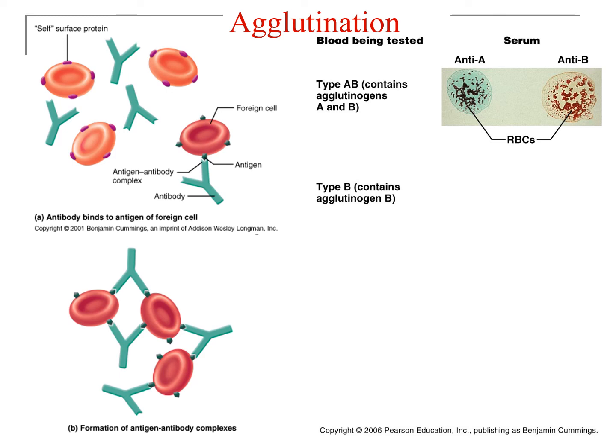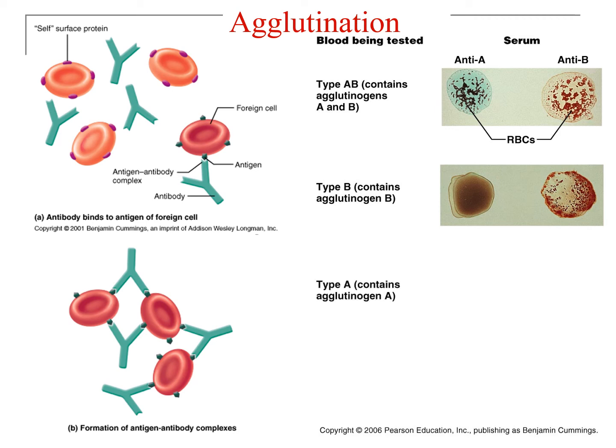If you're type B, then you contain the antigen or agglutinogen B, and if you introduce that to pre-existing antibodies, you'll get no clumping with anti-A because you don't have antigen A. You will get clumping with anti-B because you have antigen B. So again, I want to remind you that type B has antigen B, which will react against anti-B. If you're type A, then you contain agglutinogen or antigen A. And so what's going to happen with the blood serum here, you'll react against anti-A and you will have no reaction against anti-B.